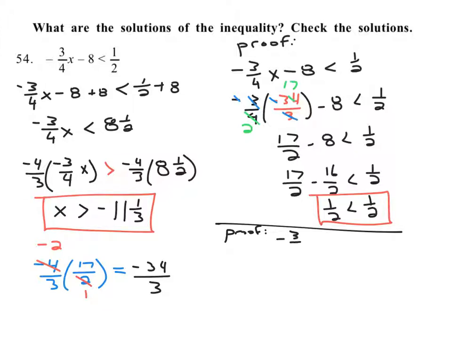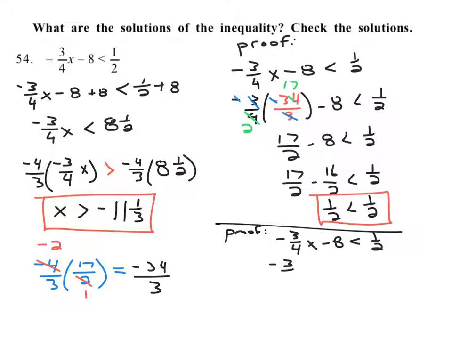I'm going to write the original equation, -3/4 x minus 8 less than 1/2. And now what I'm going to do is I'm going to pick a value that makes this true. Okay? And since x is greater than this amount, I can pick anything greater, and something really easy that's greater than this amount is 0. Right? 0 is greater than a negative number. So if I put that in, I can check and see whether my inequality is pointed in the right direction.